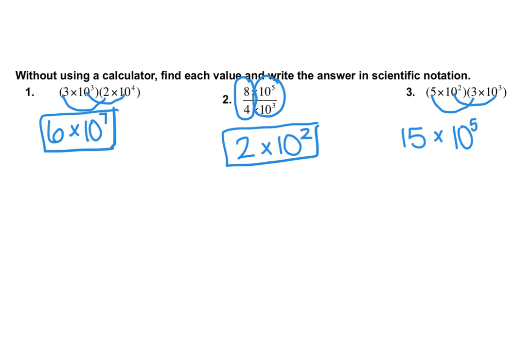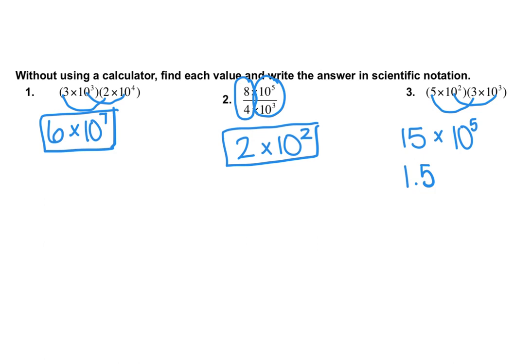Now, every once in a while you're going to get one like this where once you multiplied it, it's no longer in scientific notation. Notice how you have 15 and that's greater than 10. And so that first number has to be greater than or equal to 1, less than 10. And so I'm going to come here and I'm going to make this a new number.